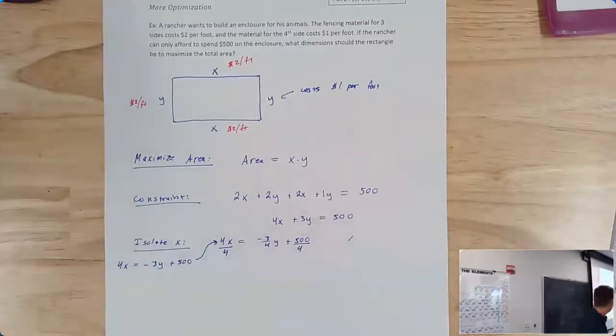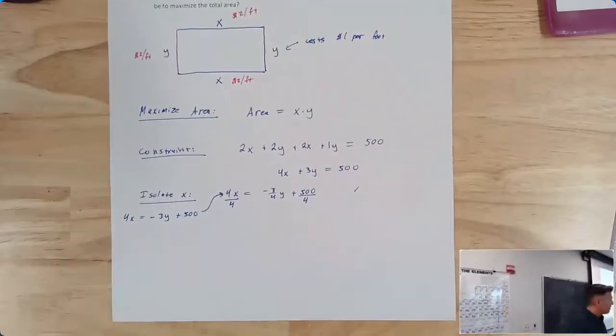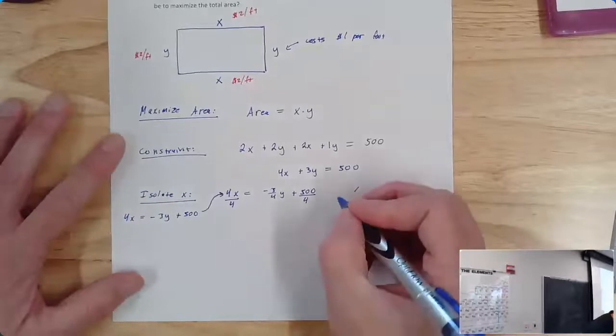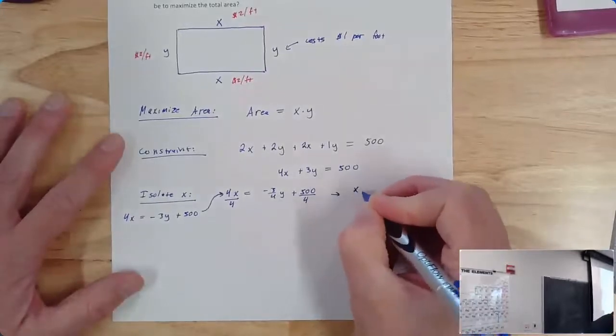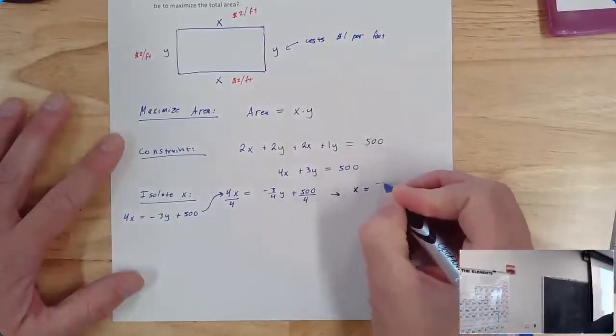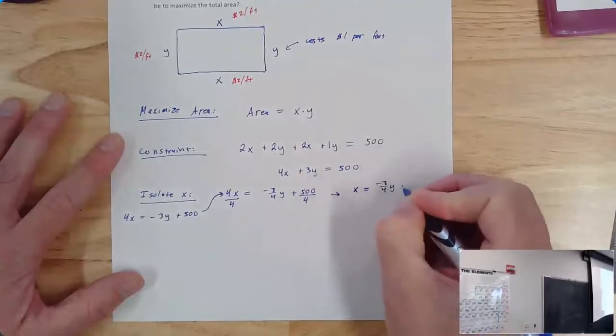Okay. And then what's 500 divided by 4? Right. And if you're having trouble dividing by 4, what I just do is divide by 2 twice. 500 divided by 2 is 250. 250 divided by 2 is 125. I think it's easier than dividing by 4 personally. So I've got X equal to negative 3/4 Y plus 125.